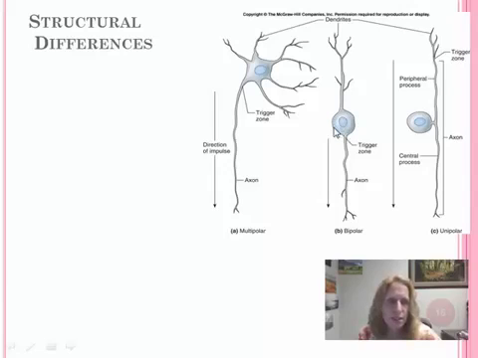In the second case, bipolar represents the fact that there are two extensions from the cell body. And unipolar represents a cell that has a single extension that then splits into two. So we have multipolar, bipolar, and unipolar, depending on the number of extensions coming off that cell body.